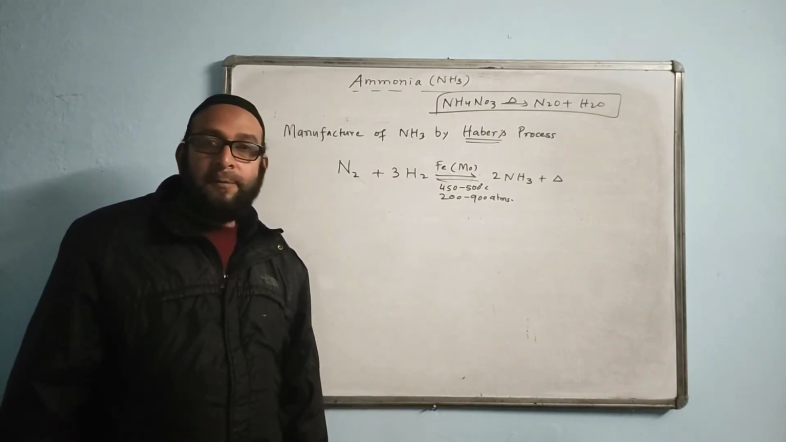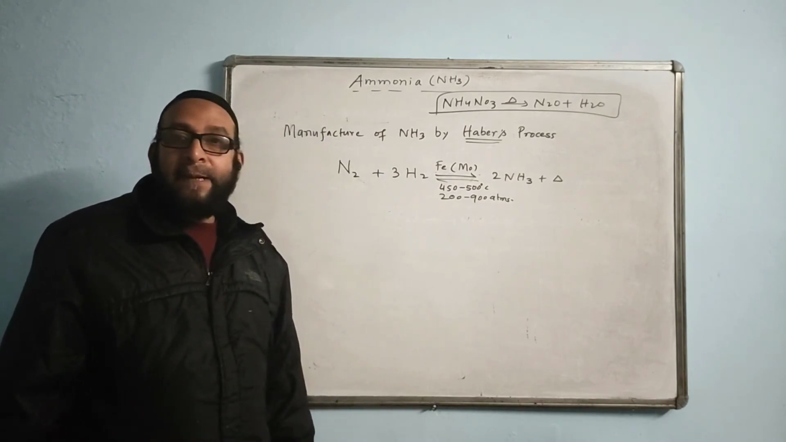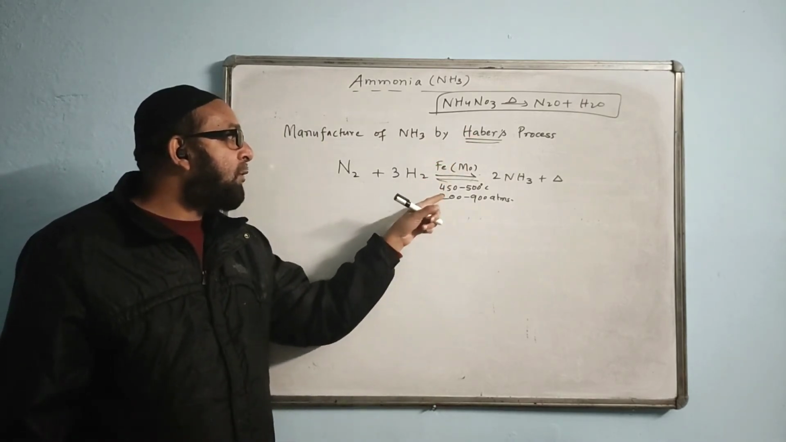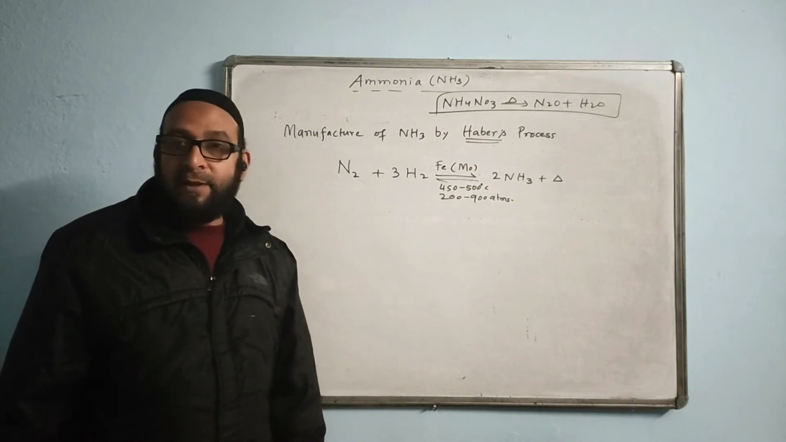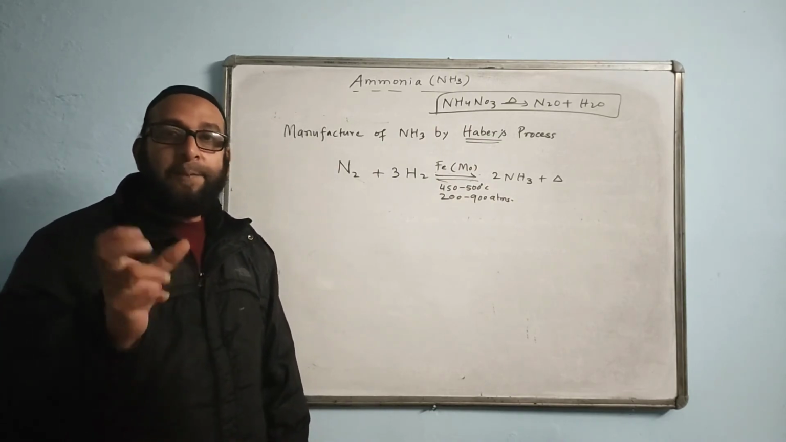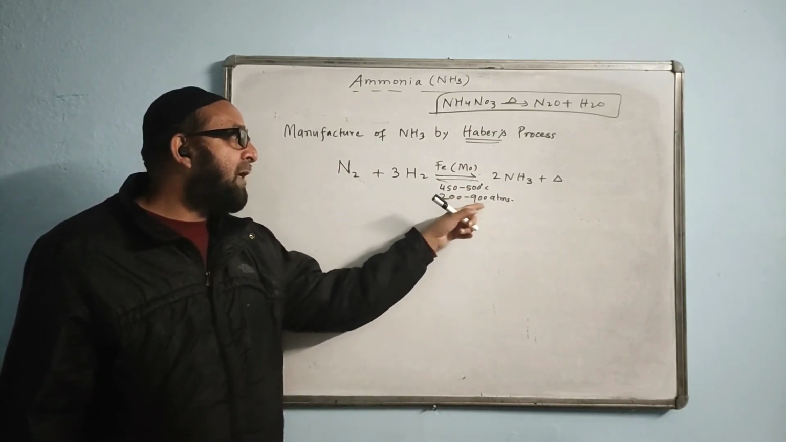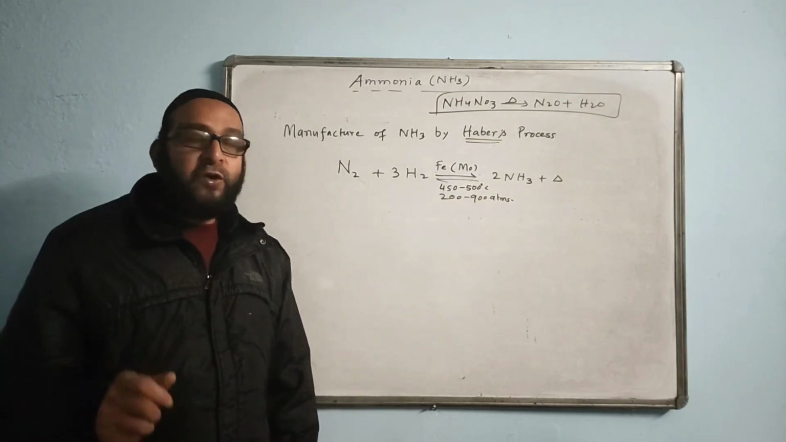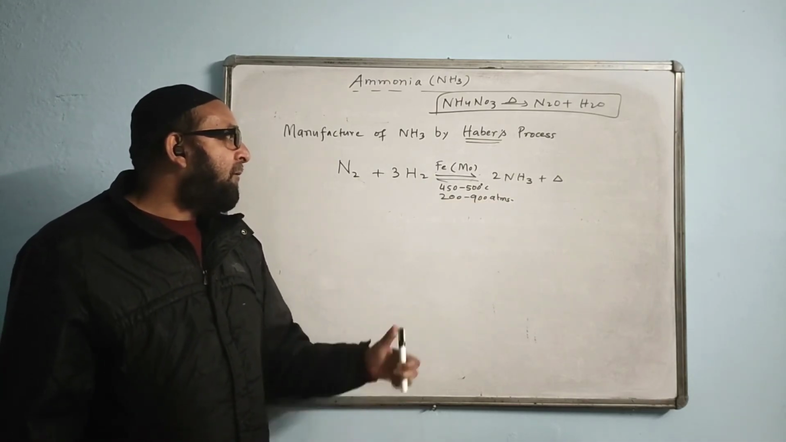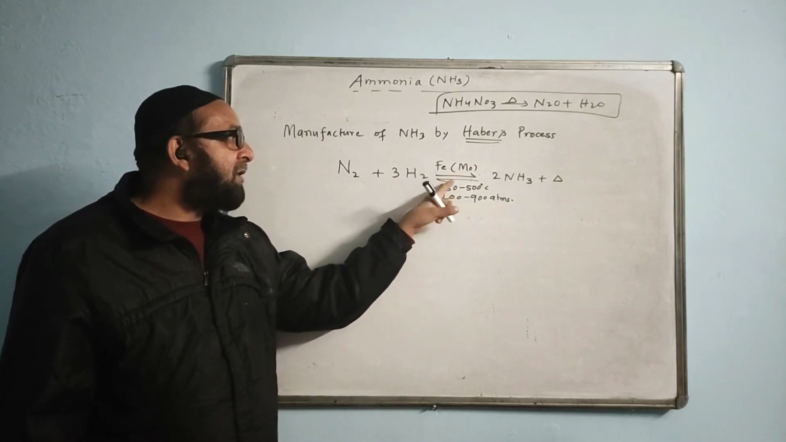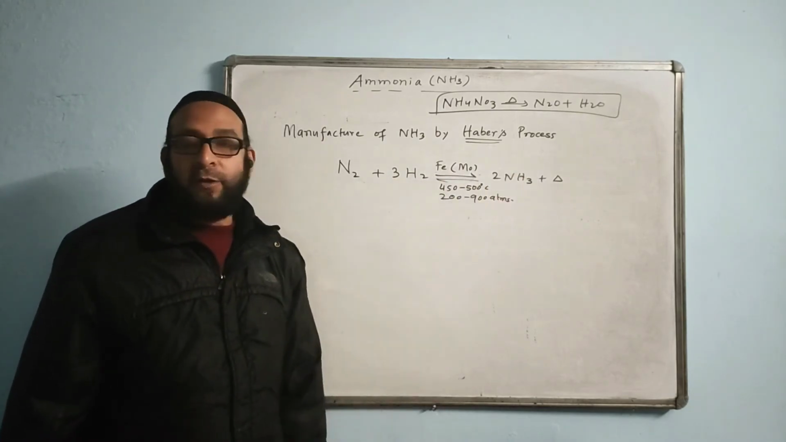Now another one. What is the temperature of the reaction in the Haber process? 450 to 500 degrees Celsius. And what is the value of pressure? The pressure is 200 to 900 atmospheres. Now the question is, what kind of reaction is this? This is a reversible and exothermic reaction.